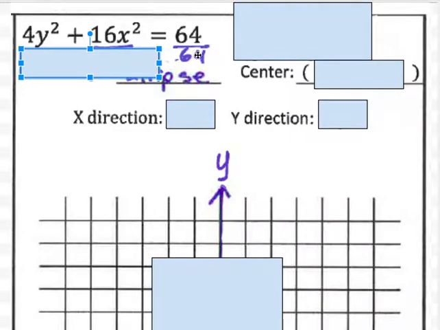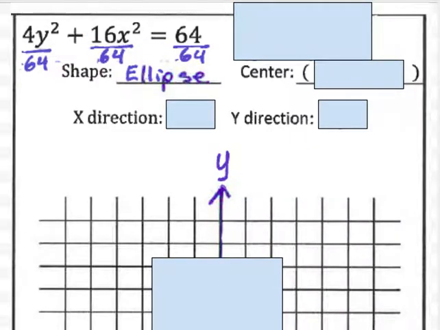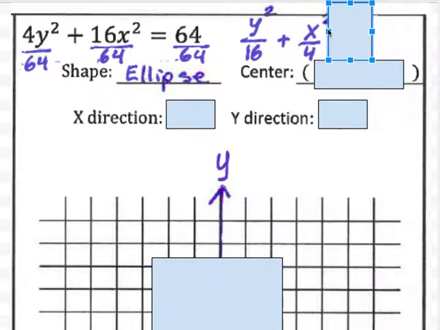But if we divide by 64 over here, we also have to divide by 64 on the left side of the equation. So both of these terms are going to be divided by 64. And then when we divide our 4y squared by 64, we get y squared over 16. When we divide 16x squared by 64, we get x squared divided by 4. And then 64 divided by 64 gives us a 1.